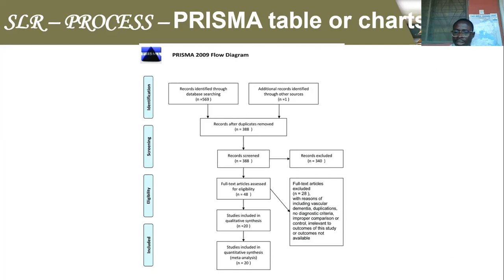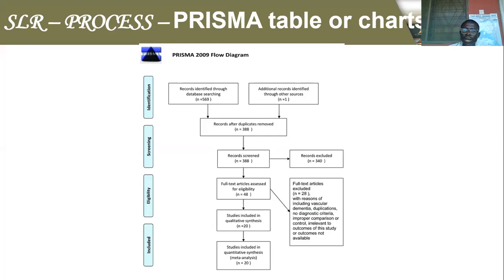And why? This is the reason for it. As a reason, including vascular dementia, duplication, no diagnosis criteria, improper comparison control, irrelevant to outcome of this study, or outcome not available. So these were the criteria of inclusion and the criteria of exclusion. We will go to what we call data quality assessment. So it is out of the data quality that they were able to assess that they have duplication, maybe the methodology has an issue, and the outcome of the study were not also available. Therefore, they excluded 28 articles at that stage.